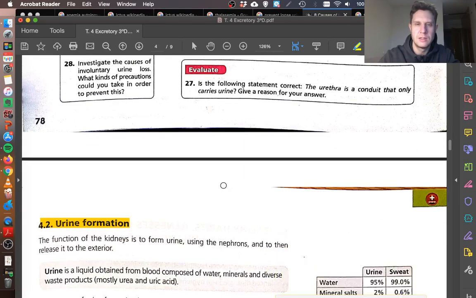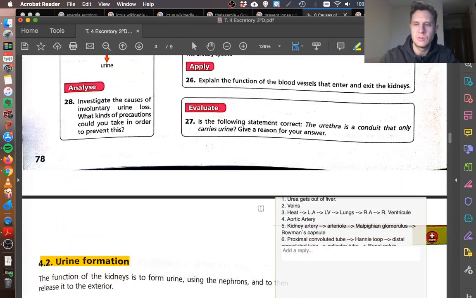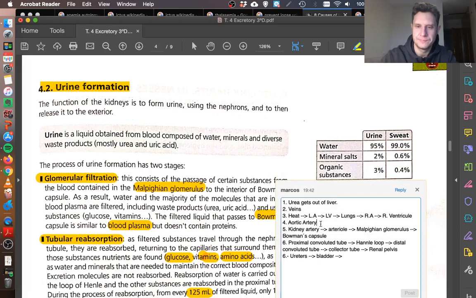Bladder, and bladder is correctly urethra. Okay.